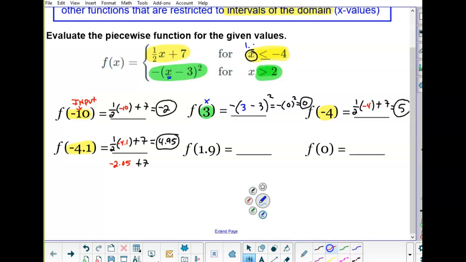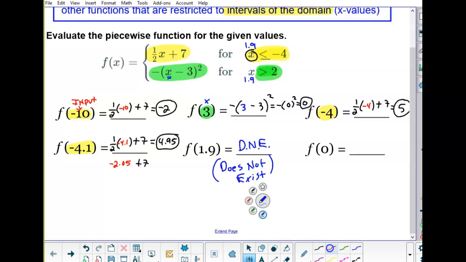Well, let's think about that. If I put 1.9 here, 1.9 is not less than -4. And if I put 1.9 here, 1.9 is not greater than 2. So what does that mean? For this function, and we're going to write this a lot, DNE stands for does not exist. I can't solve that because it does not fit within the range of the domain that's given. And sometimes, as we're going to look at the graphs of these today, you have complete gaps in your graph. It's not always connected.